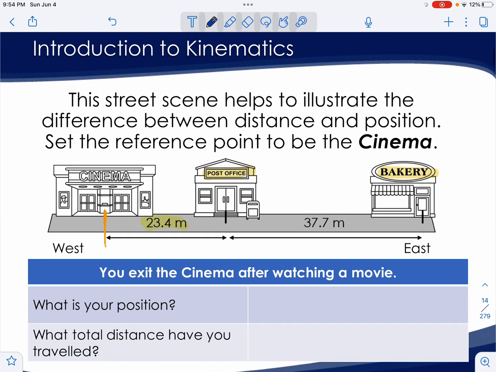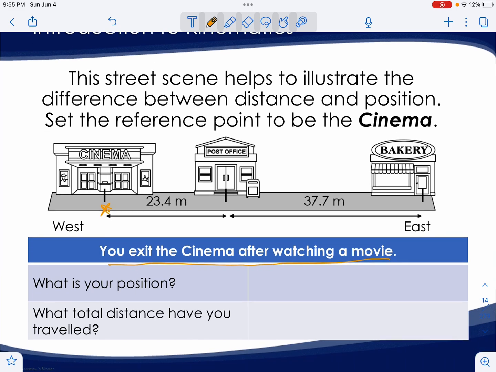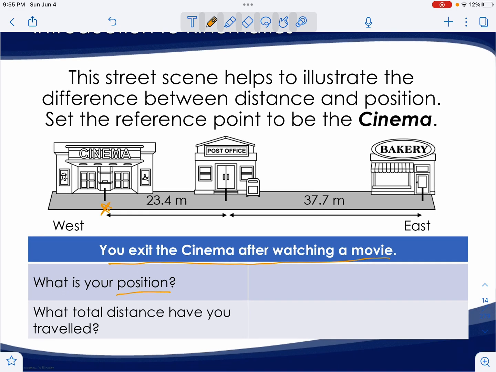Okay, so here's an example. This street scene helps to illustrate the difference between distance and position. We're going to set the reference point to be the cinema. So this is our cinema, and that's where you're going to start. It says you exit the cinema after watching a movie. So you exit and you're just standing right here. So what is your position and what total distance have you traveled?